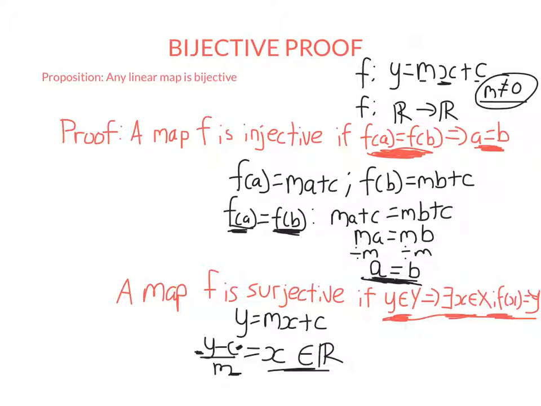So what I'm saying is, if I tell you the y value for this map, then there will always be an x value that you start with to get that y value, and that x value will be a real number, so it will be a part of the set. So therefore, this map is surjective. So what I've actually proved is that this map is injective and it's also surjective, and that is the precise definition of bijective. So my proof is done. I have proved that this linear map is bijective.